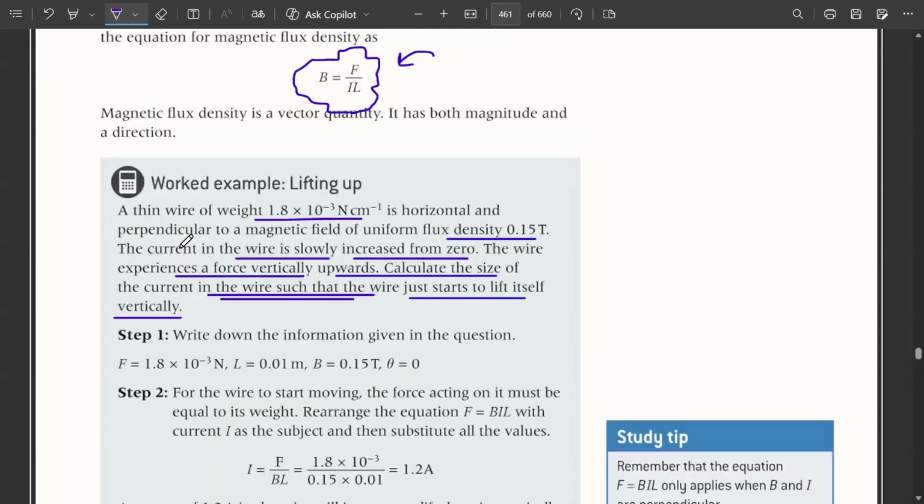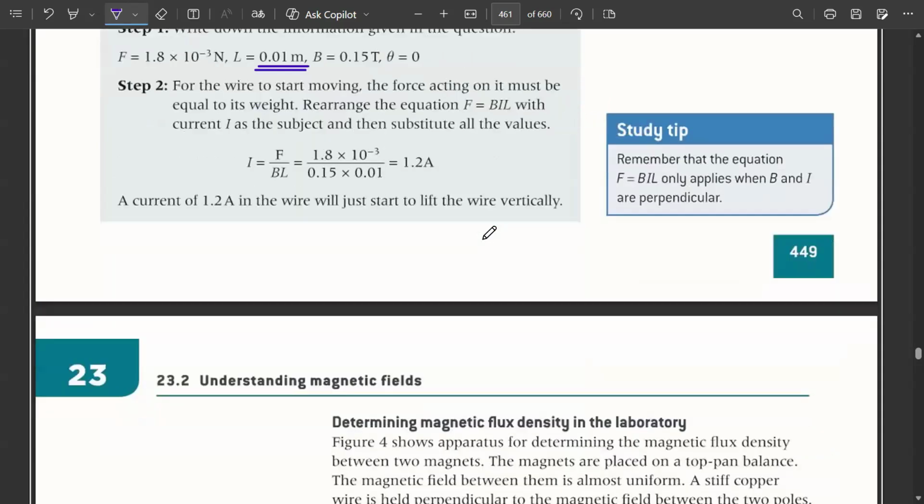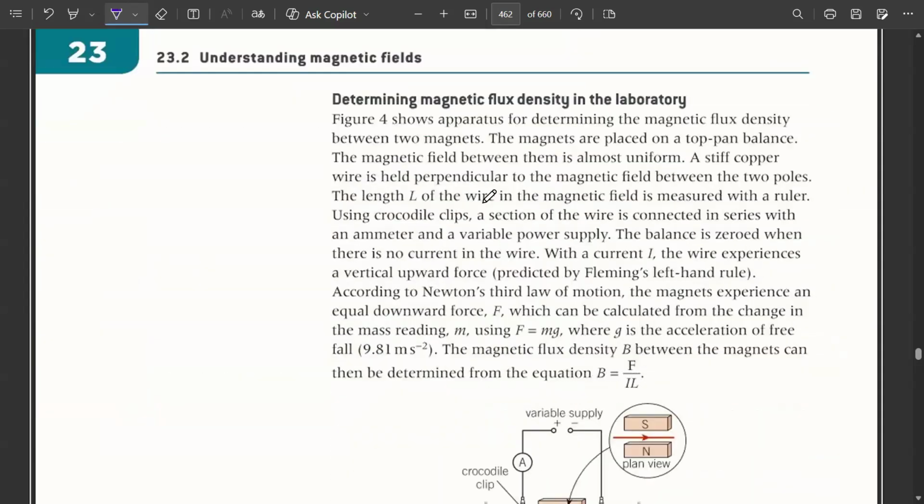So they assumed it's 0.01. I guess they've just assumed it 0.01 because the wire was having a weight of how much? 1.8 times 10 to the minus 3 per centimeter, right? And 1 centimeter is equal to 0.01 meters. Now clear? Good, and that's how they just use the formula to find the current.